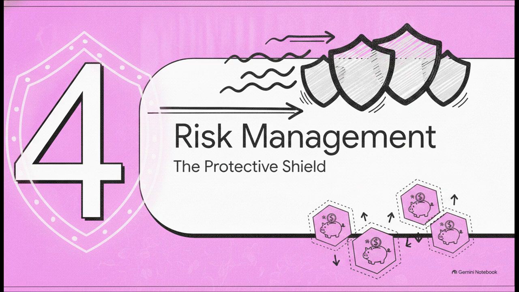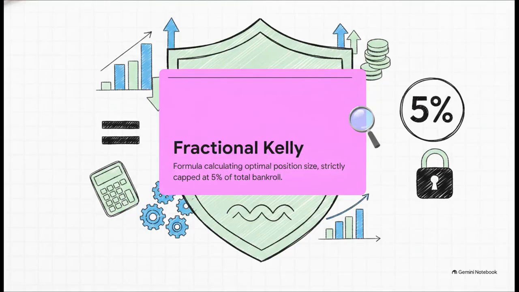Guardrails and Risk Management, the Protective Shield. Now, an AI that acts this fast can also lose capital incredibly fast if it makes a mistake. That's exactly where the protective shield comes in.